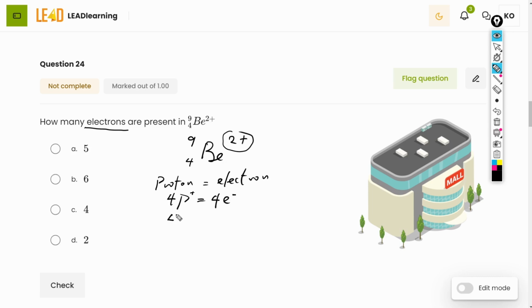So in the beryllium ion we have 4 protons against 2 electrons. This is what is supposed to obtain in the neutral atom, and this is what obtains in the ion. 2 electrons have been lost, and so we have 2 protons extra than electrons, and that explains this charge. So going back to our question, how many electrons are present in beryllium ion? It simply means that we have only 2 electrons because 2 electrons have been lost. So our correct answer is option D.